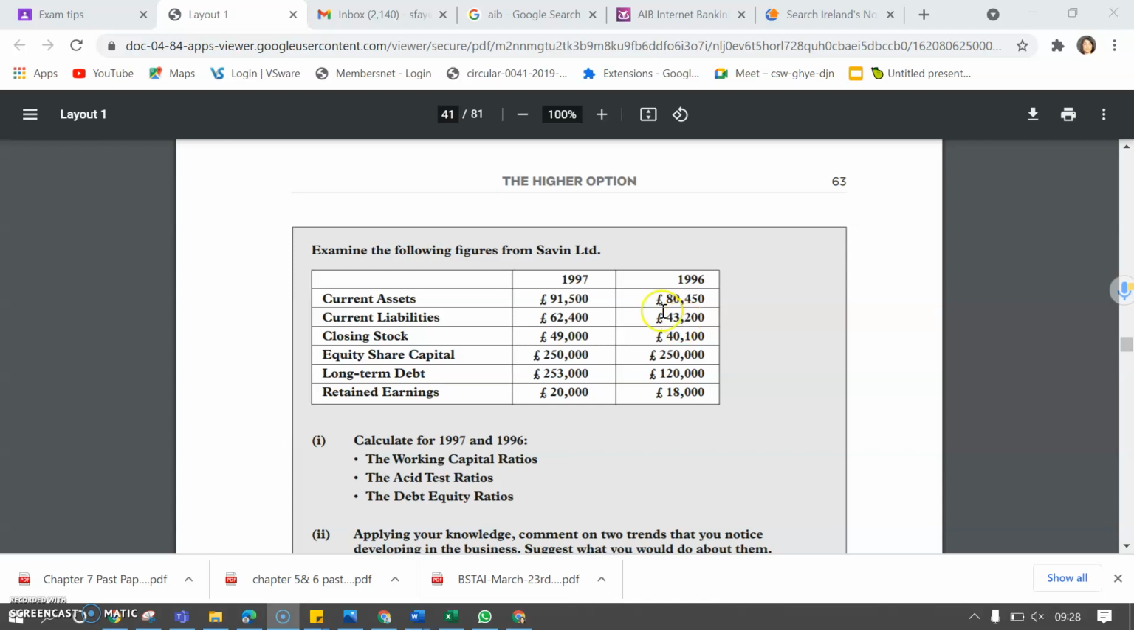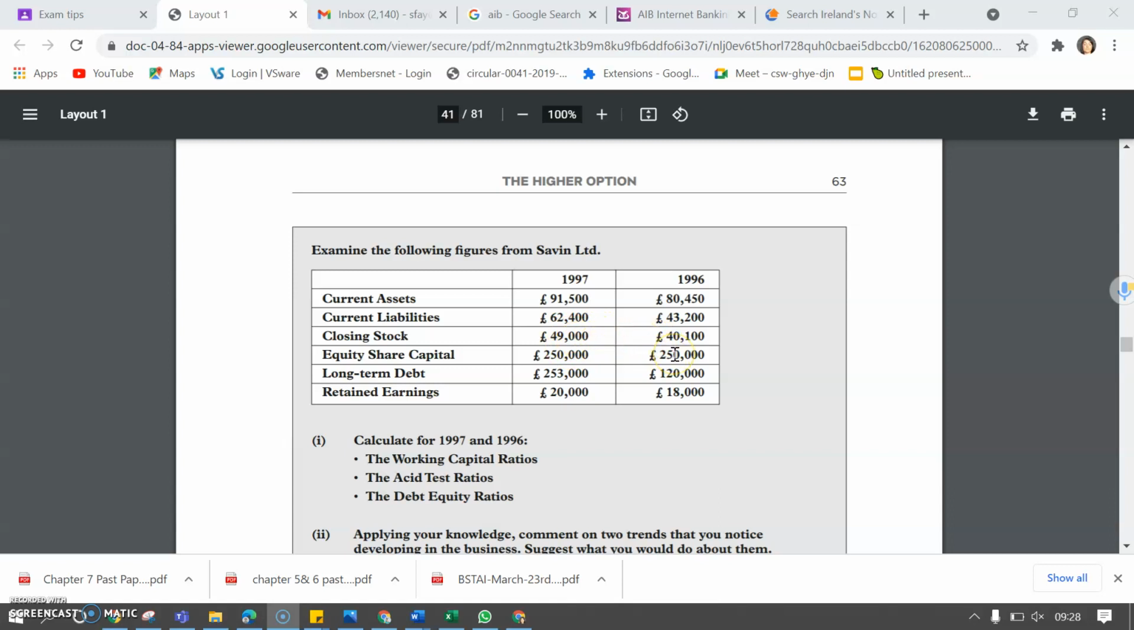But also your current liabilities are going up. That's the money you owe out within the year. So that's like your bank overdraft or your creditors or your expenses due. So money owed that has to be paid within the year. And then they show the closing stock separate, because for certain ratios you need to see it separate. So that's your closing stock 1996, 97.